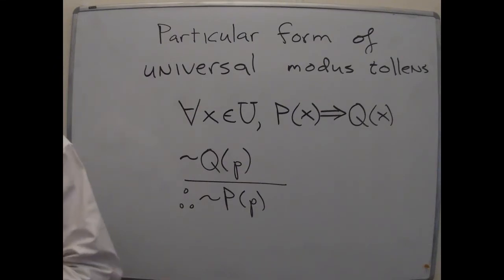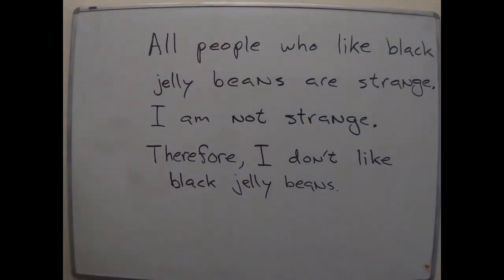Trying to see if they have a good example in the textbook for this. Yeah, I'm not going to go with that one. I've got a silly one. All right, well, here's an argument I just made up on the spot. It's probably a stupid one, but I just wanted to have a quick example of it. All people who like black jelly beans are strange. I'm not strange, therefore I don't like black jelly beans.